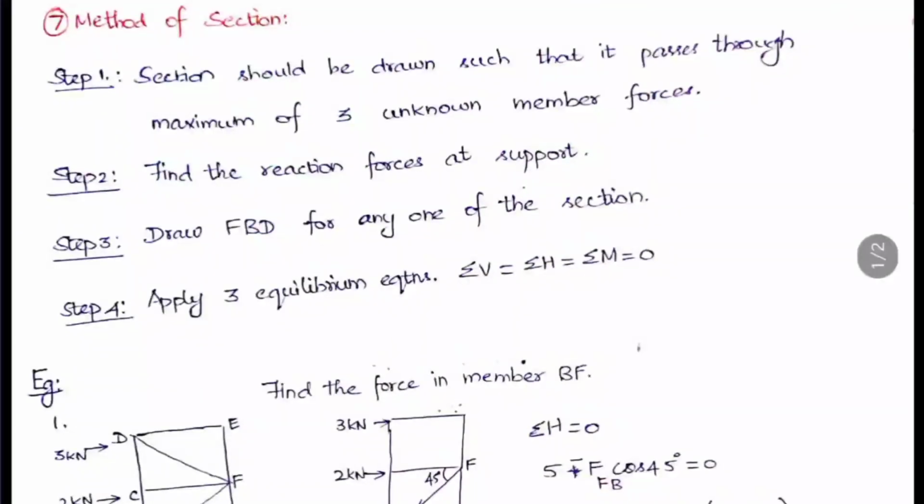So the method of joints and method of section is the method of analysis of the truss. Normally in the competitive exams we prefer this method of section because we can easily find the answer. So let us see the steps first.